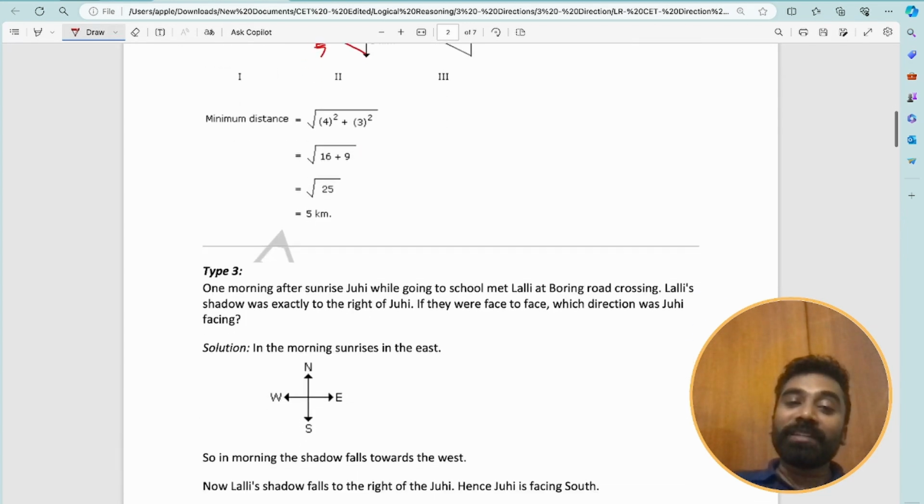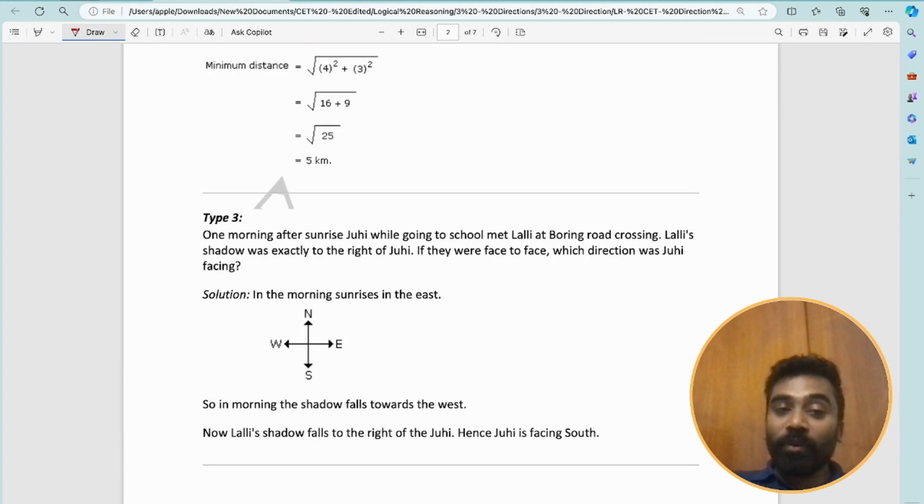Right? Type number 3. Again, one morning after sunrise, Juhi went to school, met Lally at Boring Road crossing. Lally's shadow was exactly to the right of Juhi. If they were face to face, which direction was Juhi facing? Now go step by step.